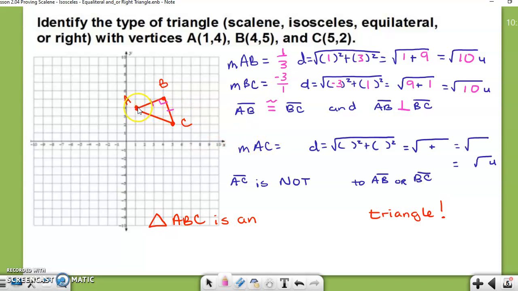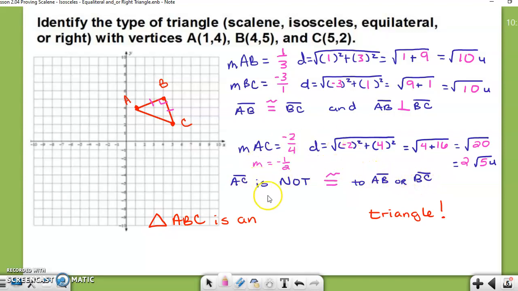I compare the slope here. I drop 2, and I run 4. I'm going to keep those original slope values for my distance. My slope here is a negative 1/2. But for distance, I keep the non-simplified lengths. Square root of 20, and that simplifies to 2 root 5 units. So AC is not congruent to AB or BC.